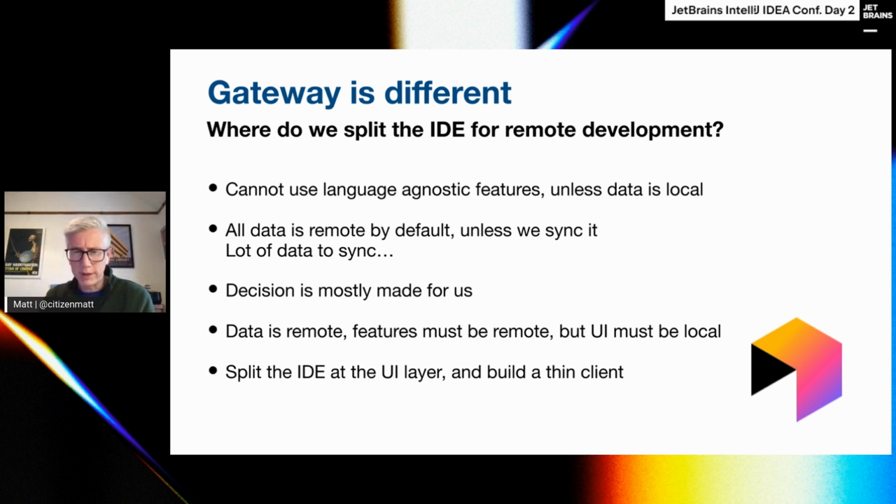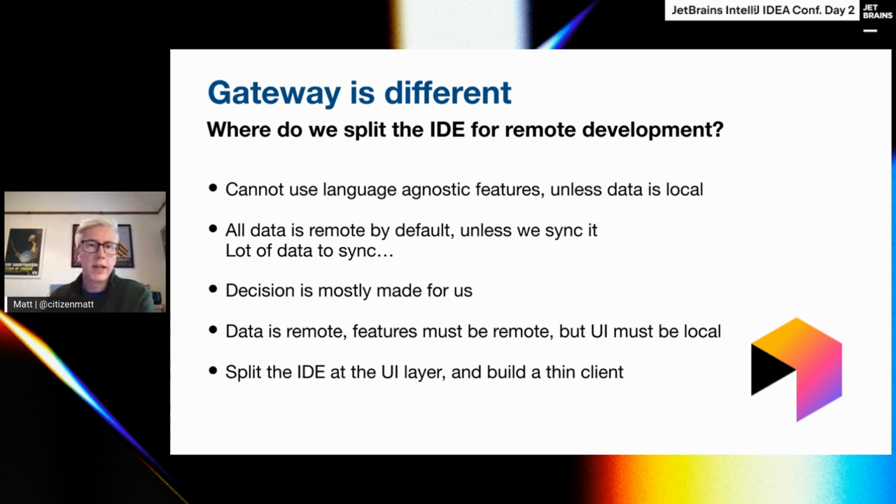We can decide to put the data local, but it's not there right now. One of the things we said for remote development was that we want to be able to put the IDE, the source code, toolchain, everything on the remote machine. So all the data is remote by default, unless we sync it. And if you want to do version control, for example, that means you're syncing practically everything. So you're kind of losing some of the benefits there. So the decision is mostly made for us there.